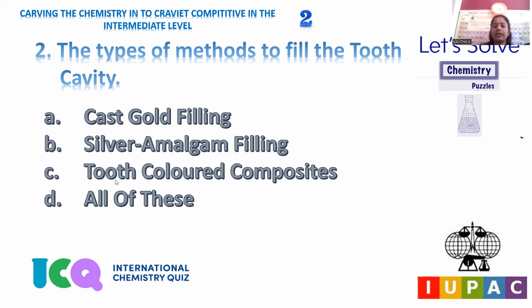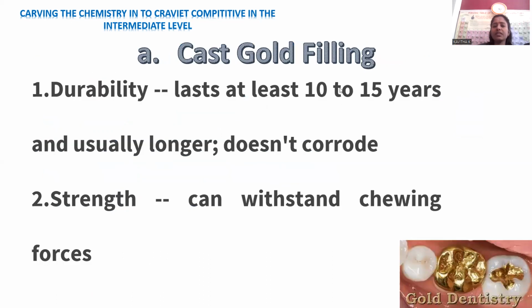Let's discuss in detail one by one. Cast gold filling is nothing but gold used as a filling, whose durability is extremely large. It is able to withstand 10 to 15 years, usually a longer life will be there, and corrosion may not be possible, and it is represented over here. Gold density is mentioned over here. When you go with the cast gold filling, the strength of the filling will be extremely large.